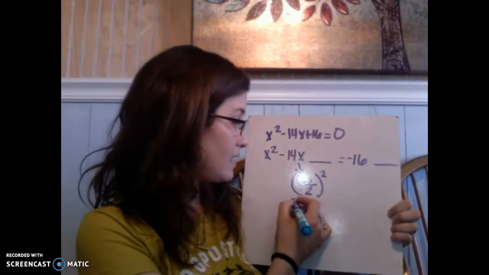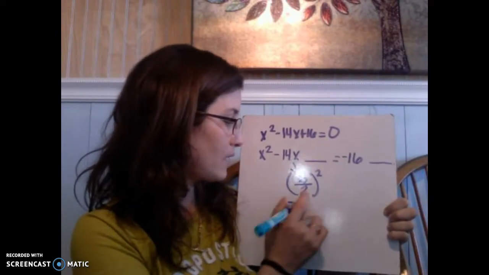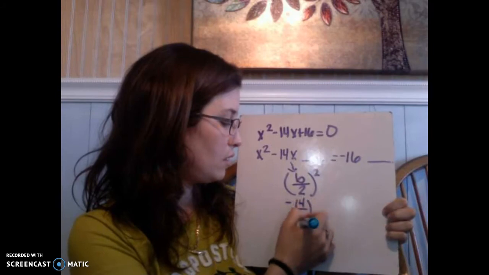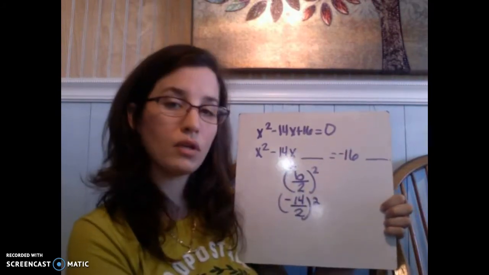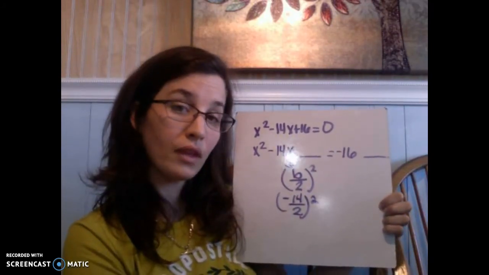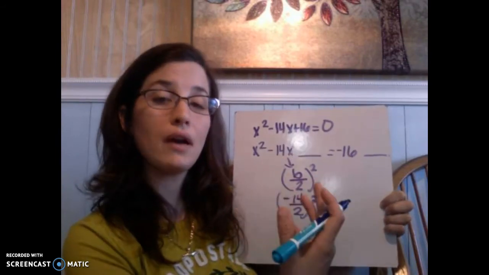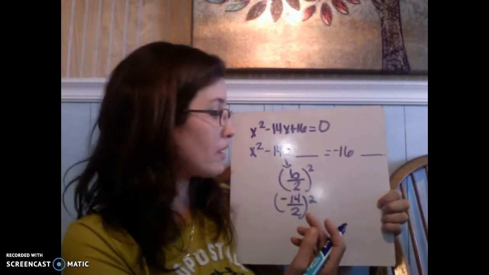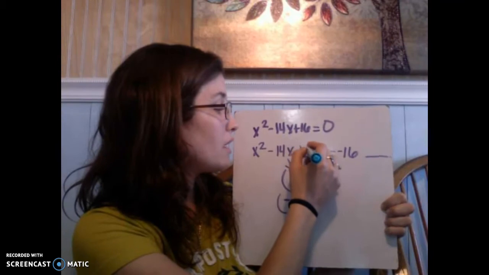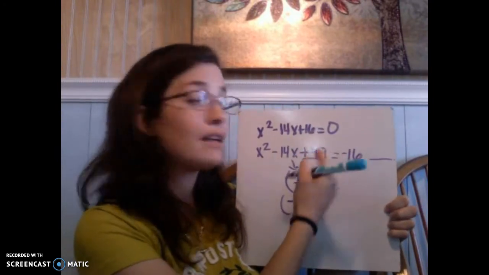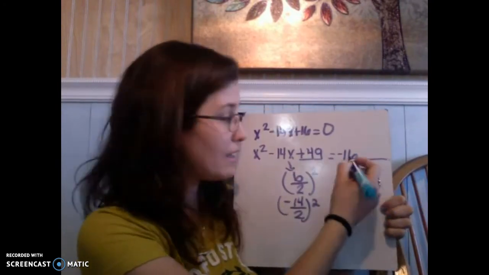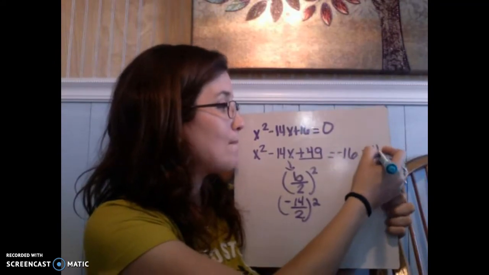So in this case, it's negative 14 divided by 2 squared. The negative 14 divided by 2 is negative 7. Negative 7 squared is positive 49. And if you're going to add it to this side, you have to add it here because it has to be balanced.